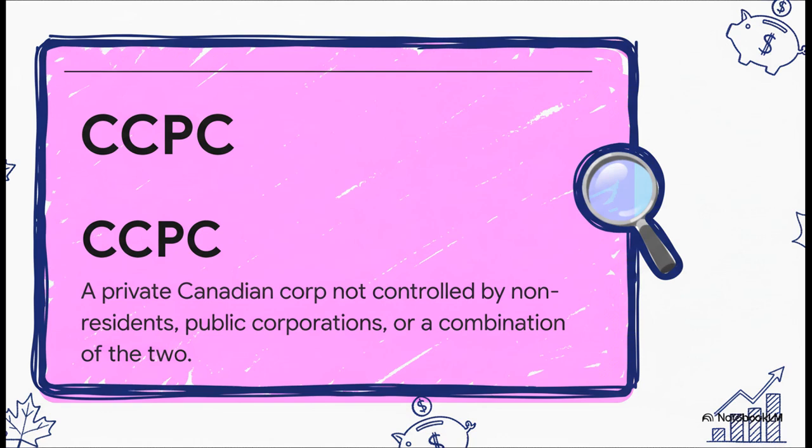The legal definition, you can find it right in subsection 125(7) of the Income Tax Act. Now, notice what it doesn't say. It doesn't actually say who has to control the company. Instead, it tells you who cannot control it. And that right there, that is the crucial point, this whole concept of control.